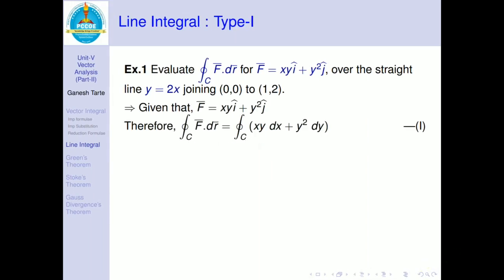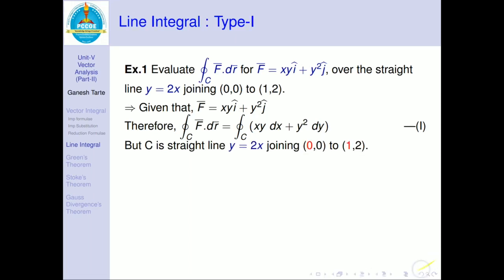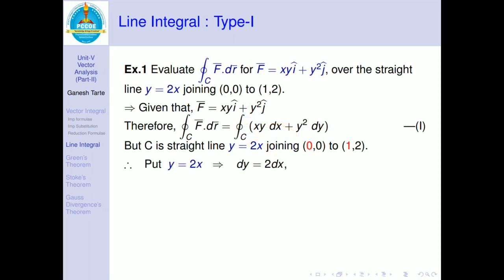Using the definition of line integral over c of F bar dot dr bar, we get the integral over c of xy dx plus y square dy, equation number 1. Now c is the straight line y equals 2x, which means the equation of the curve is known, and if it is known we use it as a substitution. So we put y equals 2x, therefore dy becomes 2 dx. Now observe carefully, we convert everything in terms of x, y in terms of x and dy in terms of dx. Therefore we find the limiting values of x, shown in red: x changes from 0 to 1.